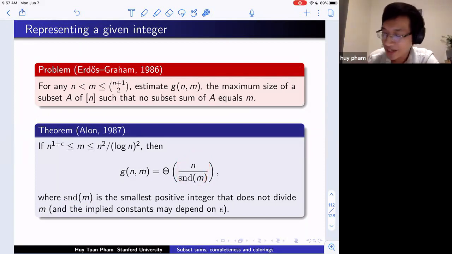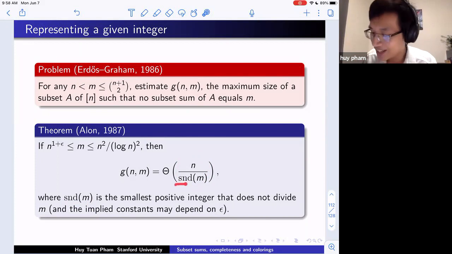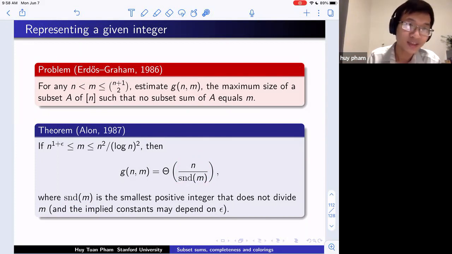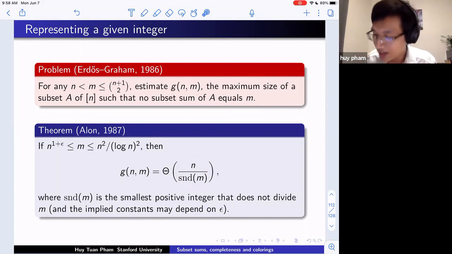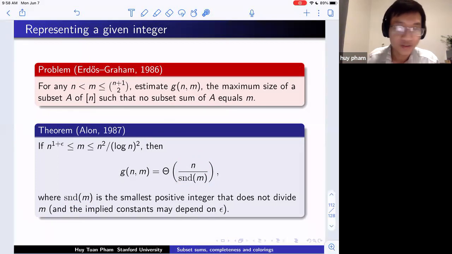If we choose our set A to consist of all of the multiples of s and d of m, then certainly the set of subset sums will not be able to contain m. Therefore G of n and m is at least n over s and d of m, roughly. So the point here is to show that there's an upper bound that's on that order.